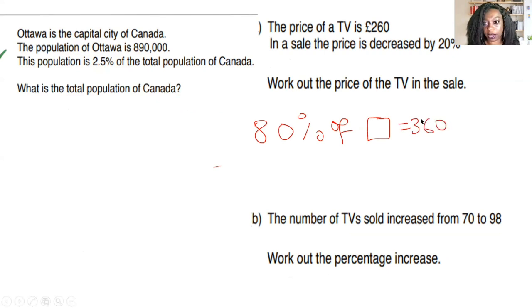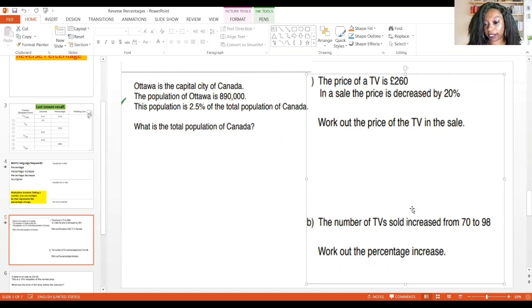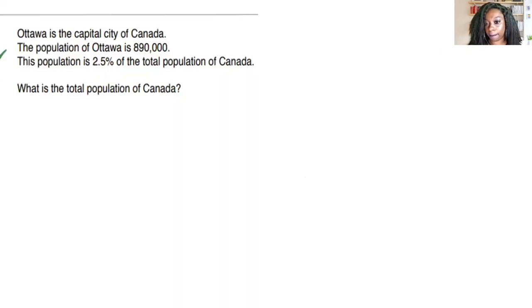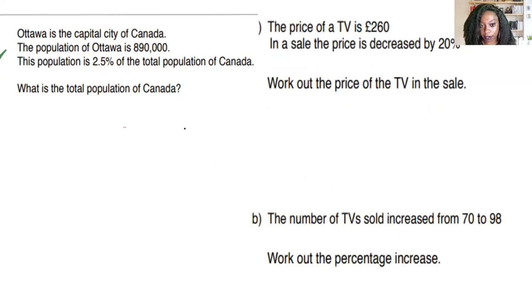£360. Was it 300? This is blocking it. It's not making me see it properly. It was 260. So I'm going to go back there. £260. So 80% of whatever we have is 260.